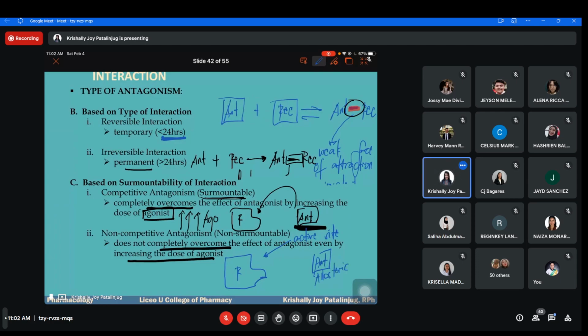When you say allosteric antagonist, this time the allosteric antagonist would bind to the allosteric site. Okay, allosteric site of the receptor. So ito naman, kung yung nasa taas labeled is the active site of the receptor, ito naman allosteric site of the receptor na kung saan doon magbabind ang isang allosteric antagonist.